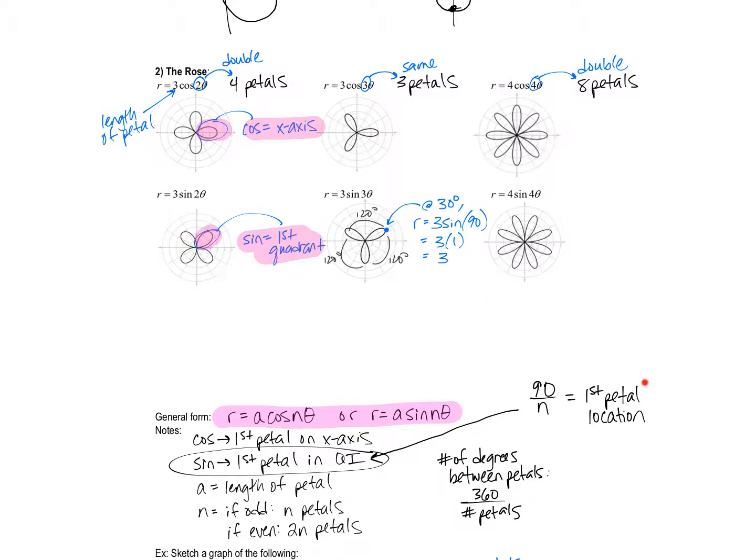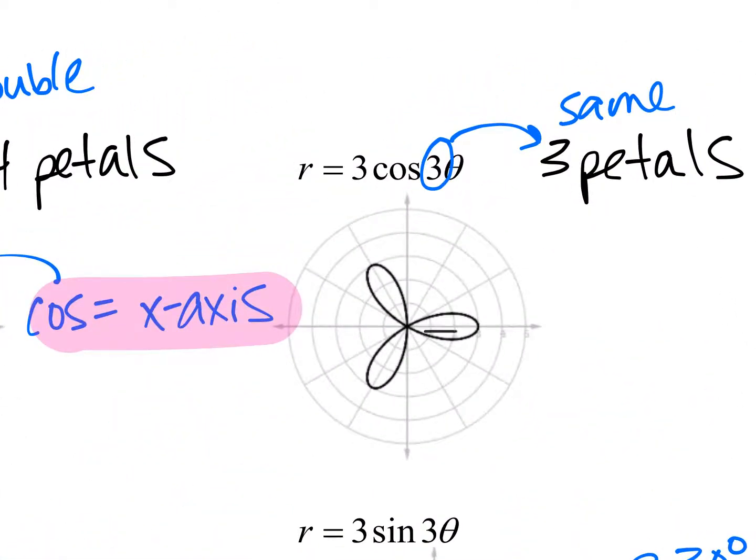Use this. And then the number of degrees in between the petals is 360, the entire circle, divided by the number of petals. So it's the same thing here for this cosine one. We knew where our first petal was, but there's 120 degrees here, there's 120 degrees here, and there's 120 degrees there.